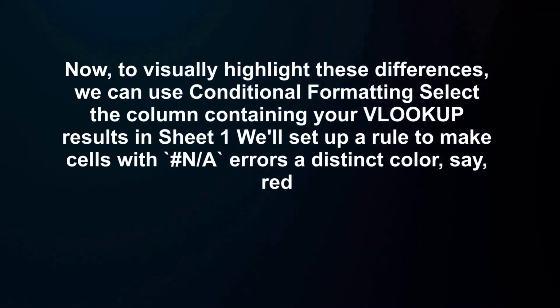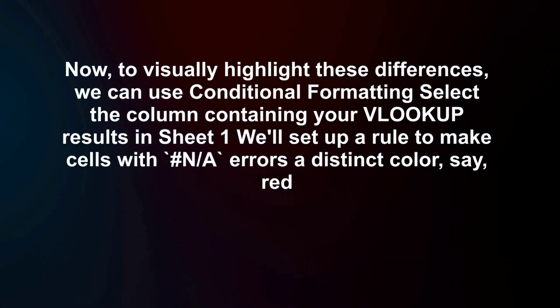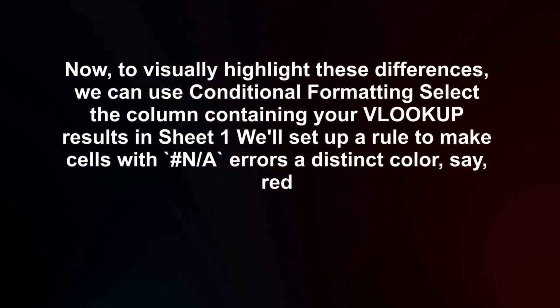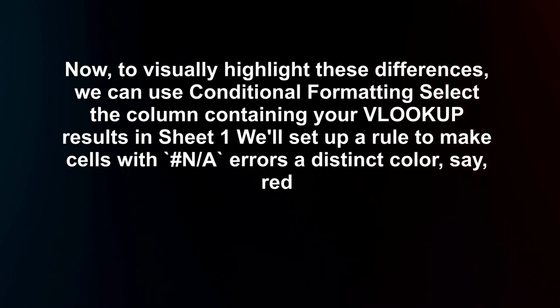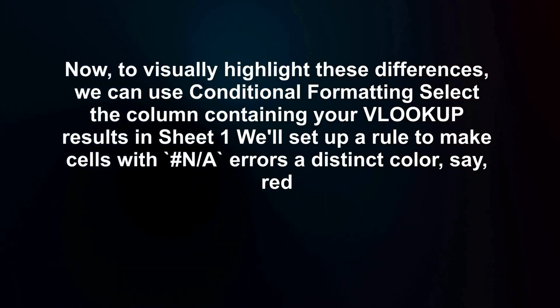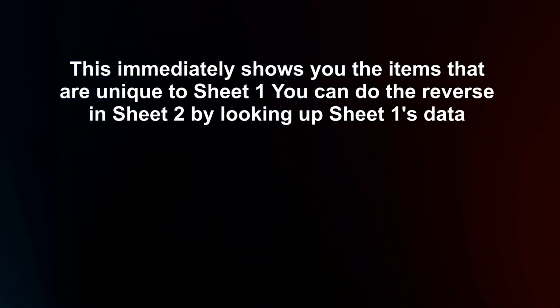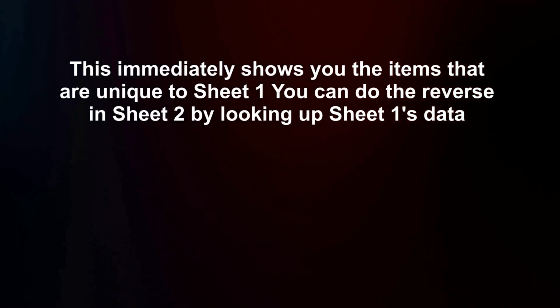Now, to visually highlight these differences, we can use conditional formatting. Select the column containing your VLOOKUP results in Sheet 1. We'll set up a rule to make cells with errors a distinct color, say, red. This immediately shows you the items that are unique to Sheet 1. You can do the reverse in Sheet 2 by looking up Sheet 1's data.